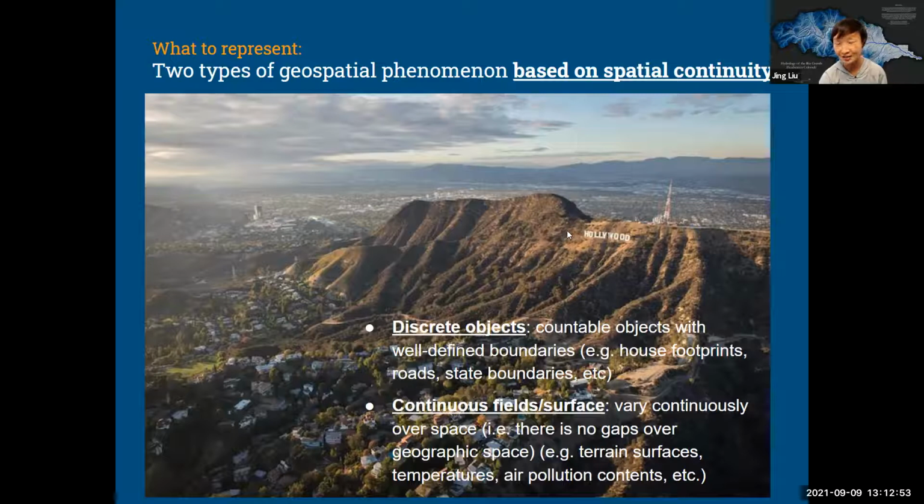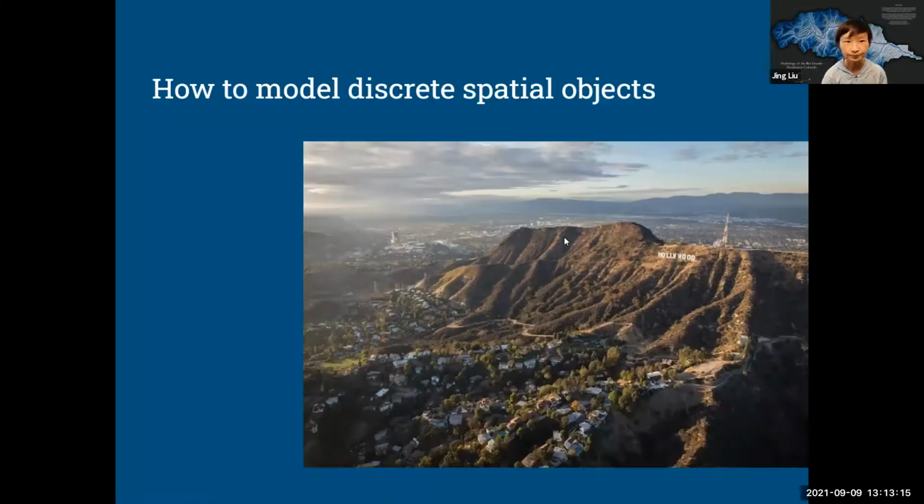Terrain is a very good example. Another thing, temperature, right? Temperature varies continuously across space, and also air pollution. They don't recognize boundaries, virus, and soil moisture, right? All these are very good examples of continuous surface, okay? So then those two basic types, how to represent that information in our GIS, okay?